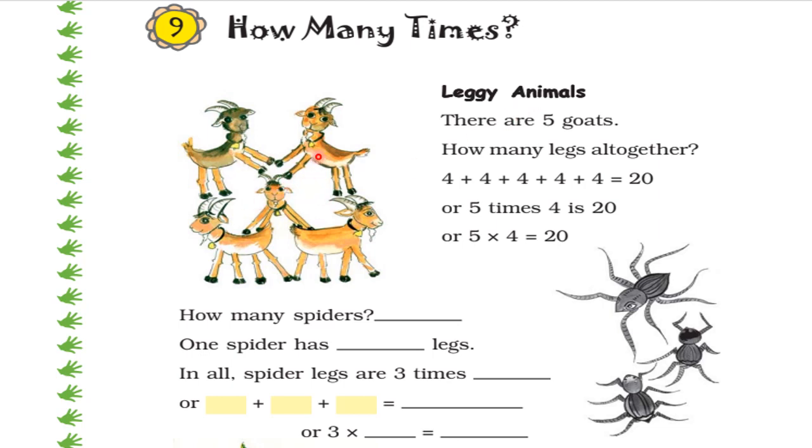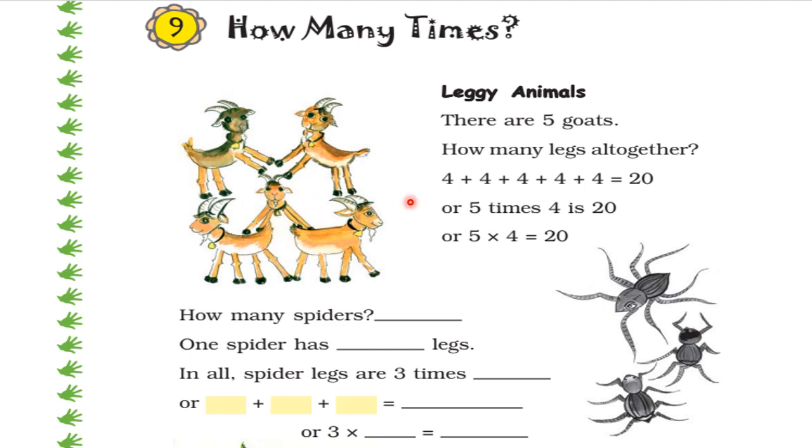Which animal is this? Yes, children, you're correct. This is a goat. These are goats. There are 5 goats. How many legs altogether? Altogether means we have to count all 5 goats' legs. Okay? Each goat is having 4 legs. As you can see, 1, 2, 3, and 4. So how many goats are there?